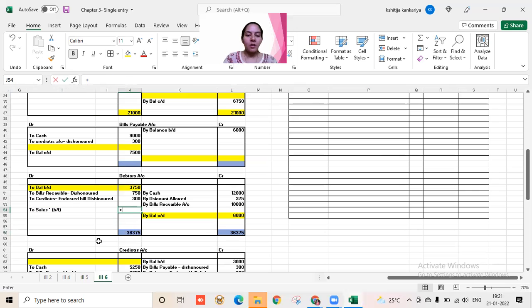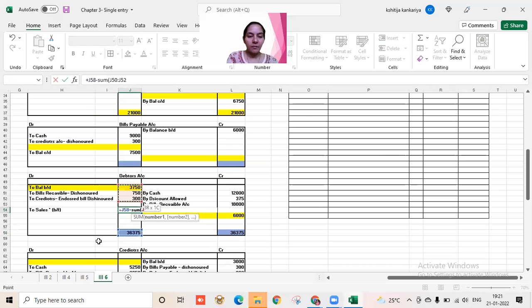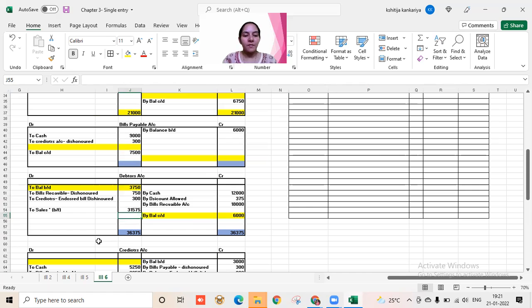Fine. So how much is the balancing figure? This minus the sum of all these numbers and we'll get the balancing figure 31,575. Okay, this is the balancing figure. This is not the balancing figure. I'm just highlighting the balancing figure here. This is the balancing figure.